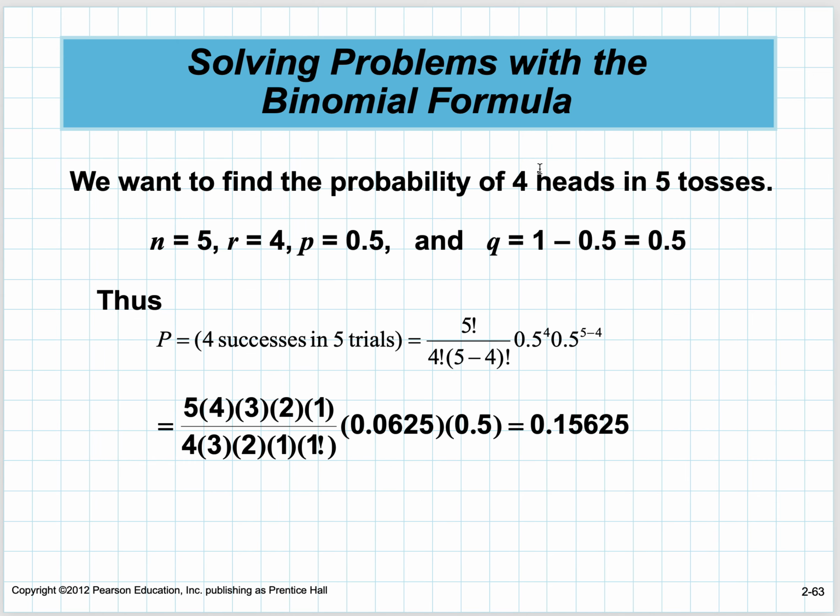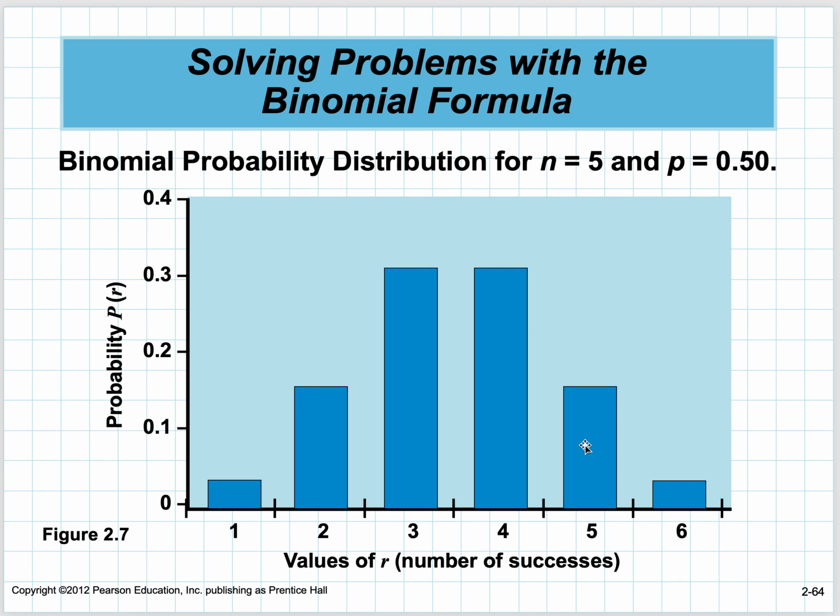So find the probability of 4 heads in 5 tosses. That's 5 factorial over 4 factorial times 5 minus 4 factorial, times 0.5 to the 4th power, times 0.5 to the 5 minus 4, which is the 1 power, and you get this number. If you do all of that calculation, you end up with 0.15625. If you were to graph this particular version of n equals 5 and p equals 0.5, you'll see the symmetry that we talked about.